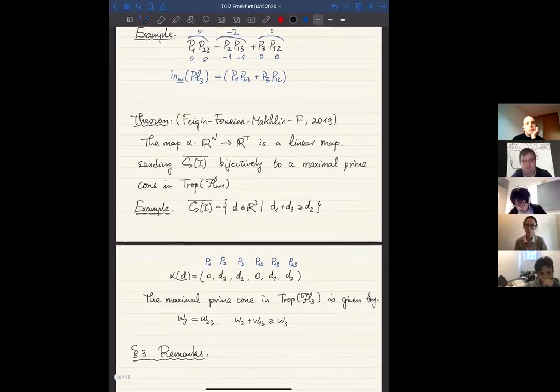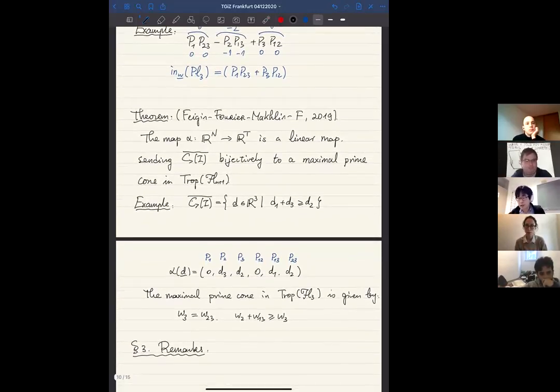Before going to the next part, are there any questions or remarks? Yes, I have a question. Can you retrieve the other maximal prime cones by, I guess, varying the directional sequence or maybe the order? Yes.